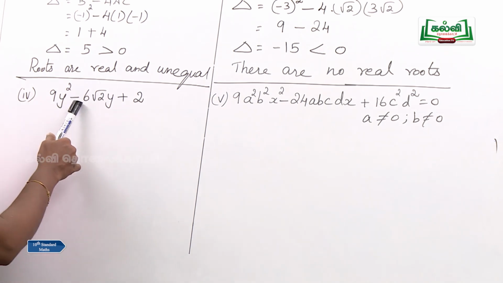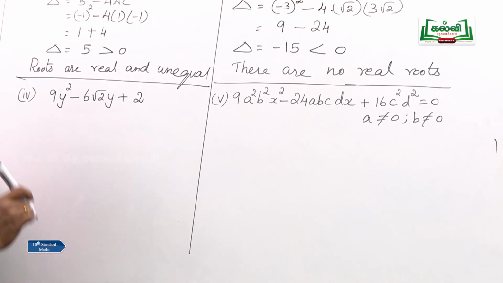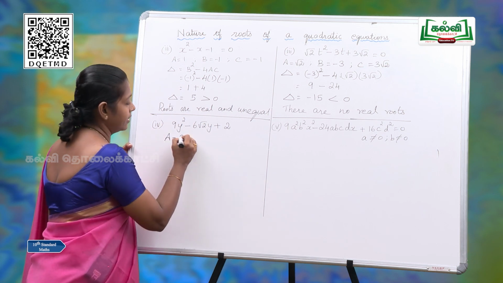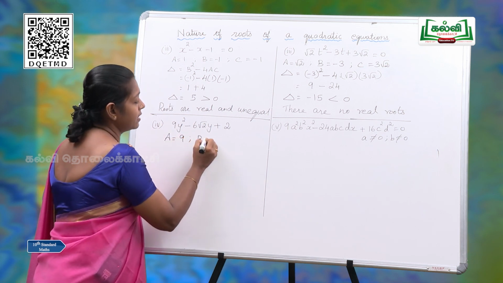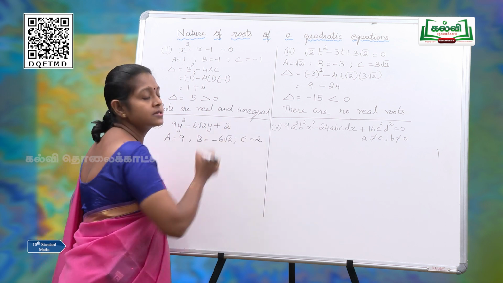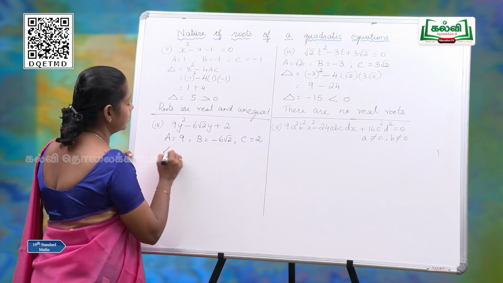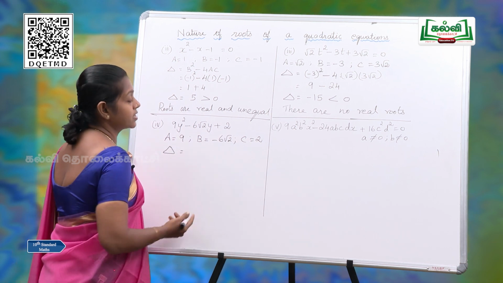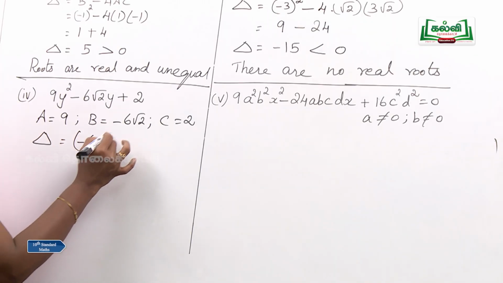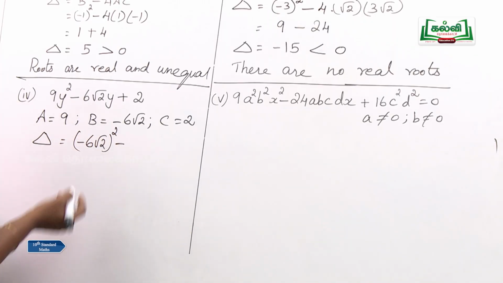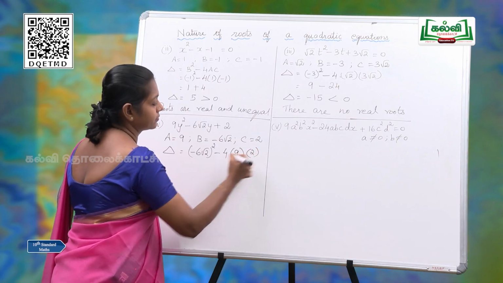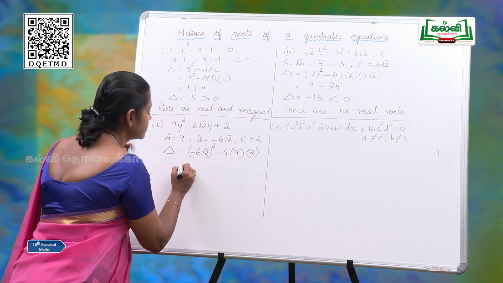9y squared minus 6 root 2y plus 2. Here, what is A? 9. What is B? Minus 6 root 2 and C is 2. You know the formula of the discriminant. So, delta equal to B squared. That means minus 6 root 2 whole squared minus 4AC. Clear?